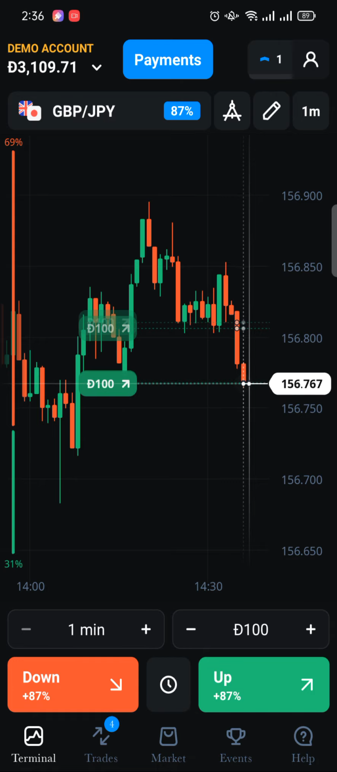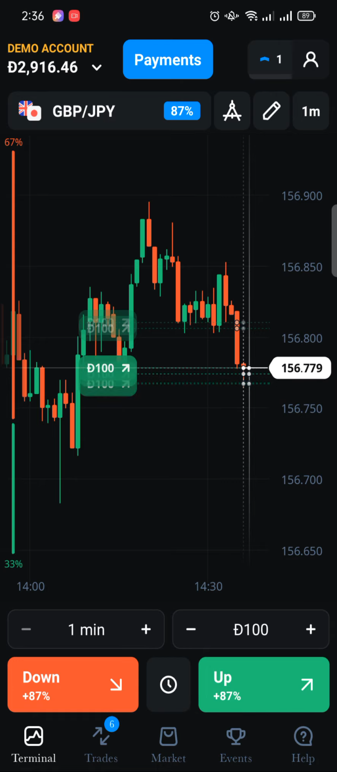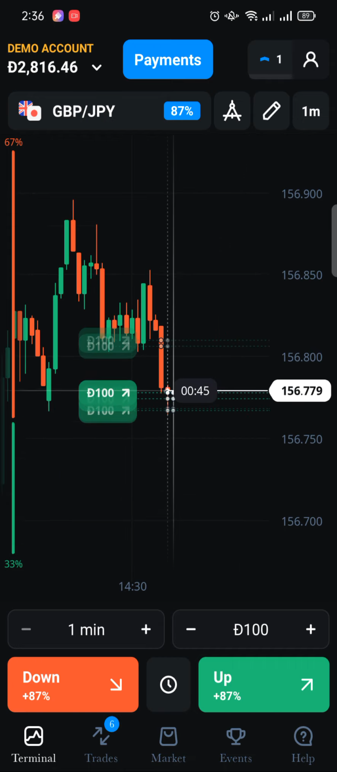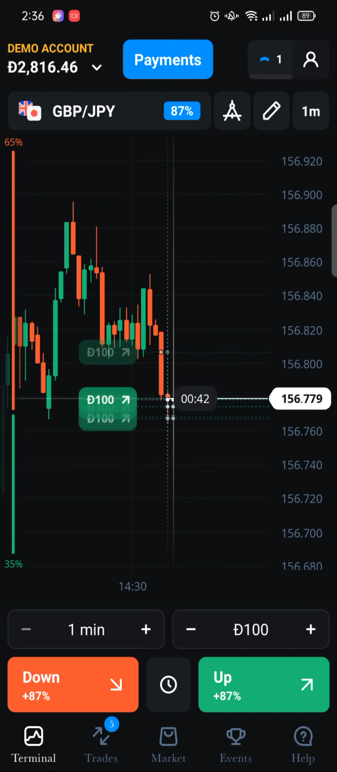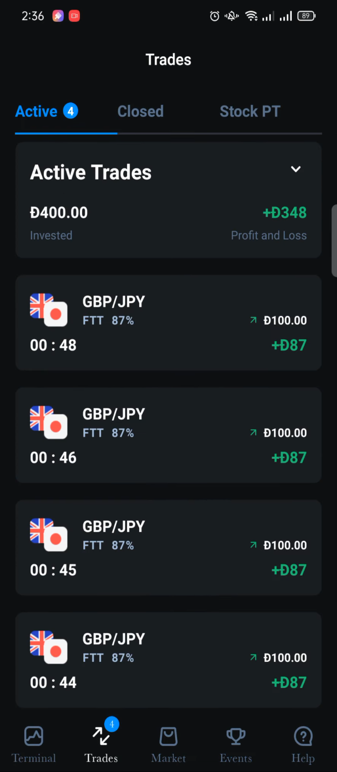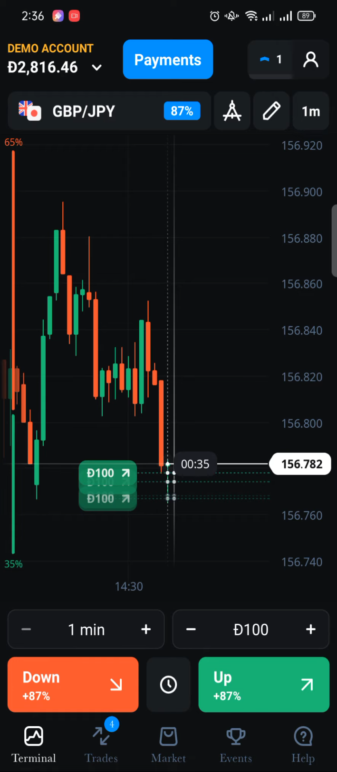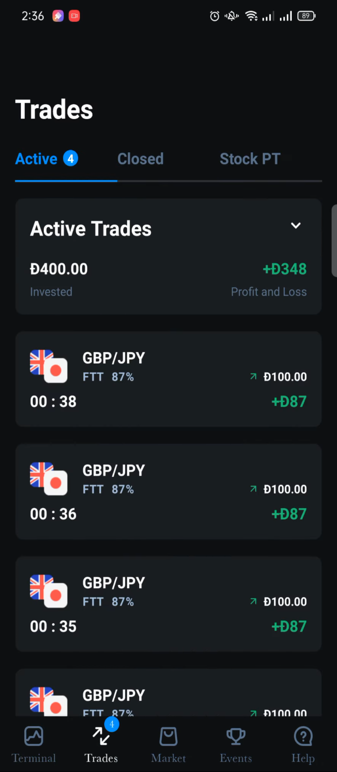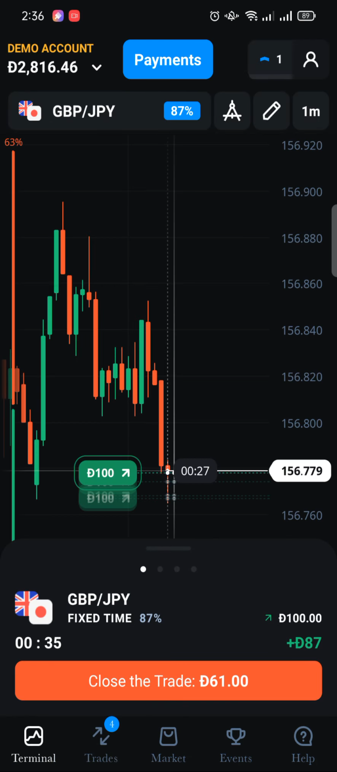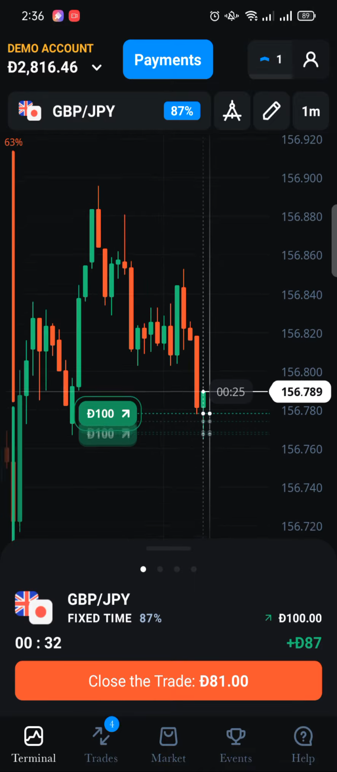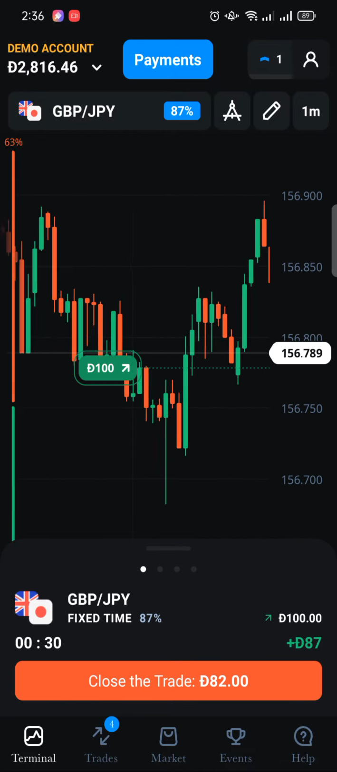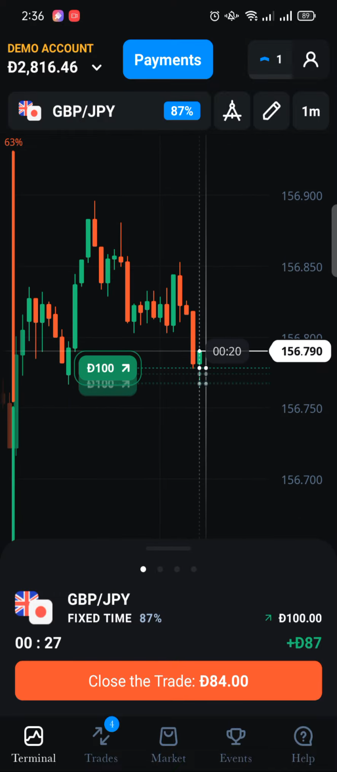Let's take three, four. Let's take 4 buy trades. I've just placed 4 buy trades because I feel like placing them. So yeah, we have just lost a couple of trades, which were buy trades, but things are still very much in control.